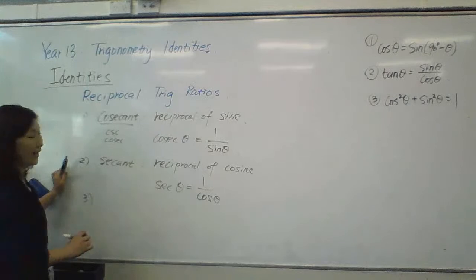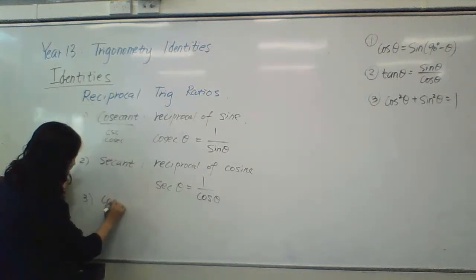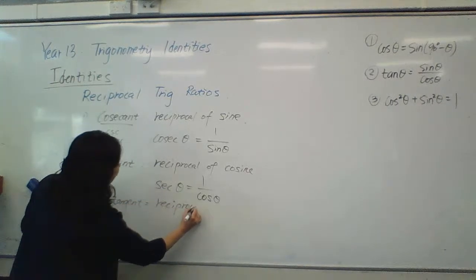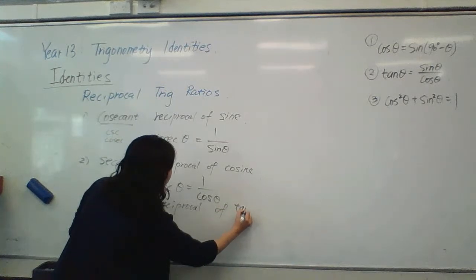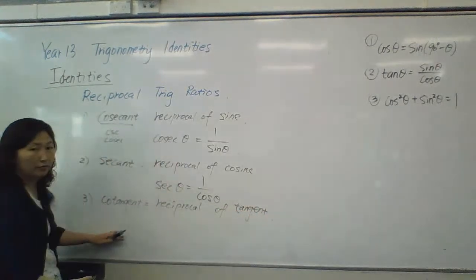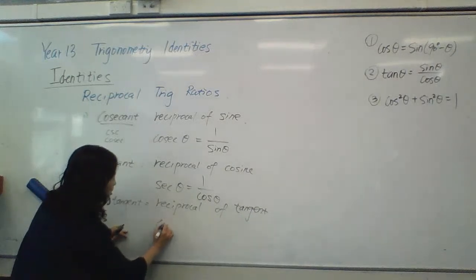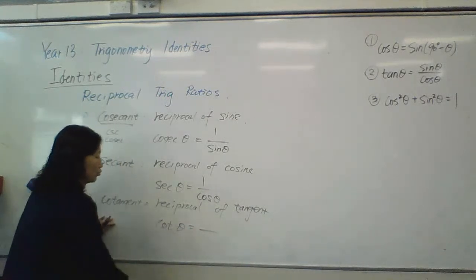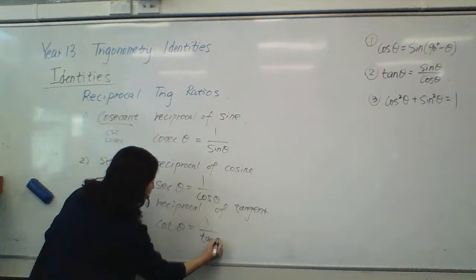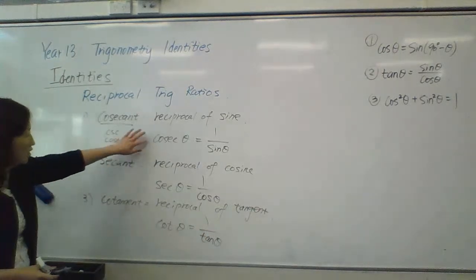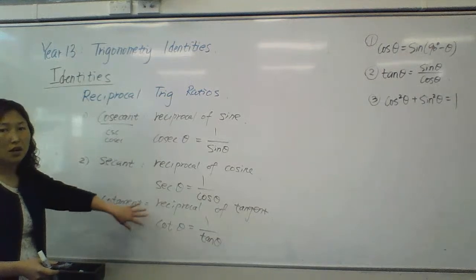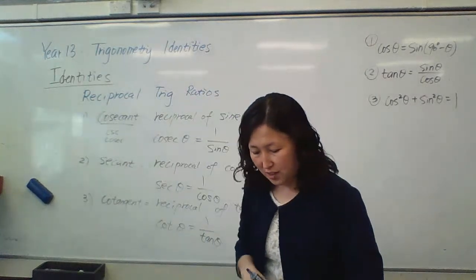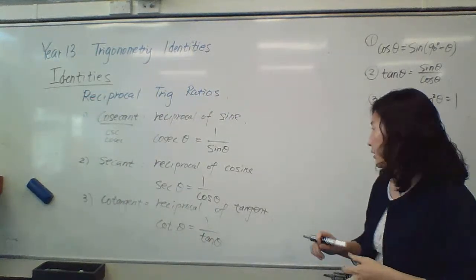Now, you probably can think of the next one as cotangent, which is the reciprocal, I think you already guessed what it is, of tangent. So cotangent, which is the short form of cot theta, is equal to 1 over tangent theta. So these are the reciprocal trig ratios. The reason I chuck this one here is we are going to start to prove some identities.